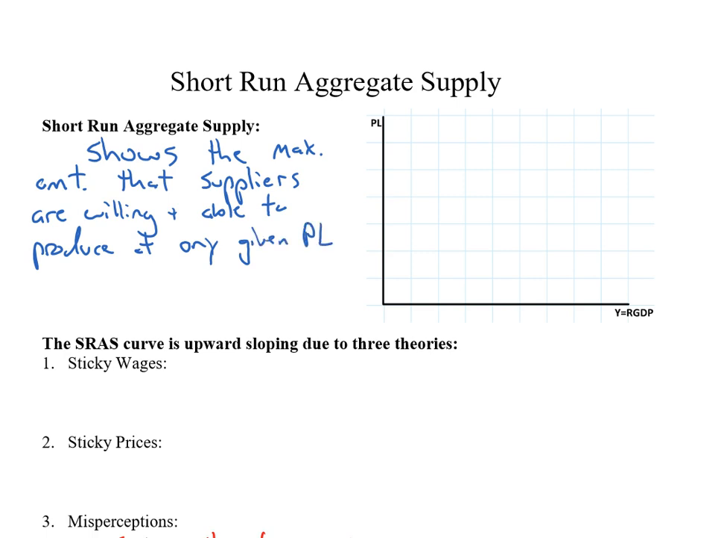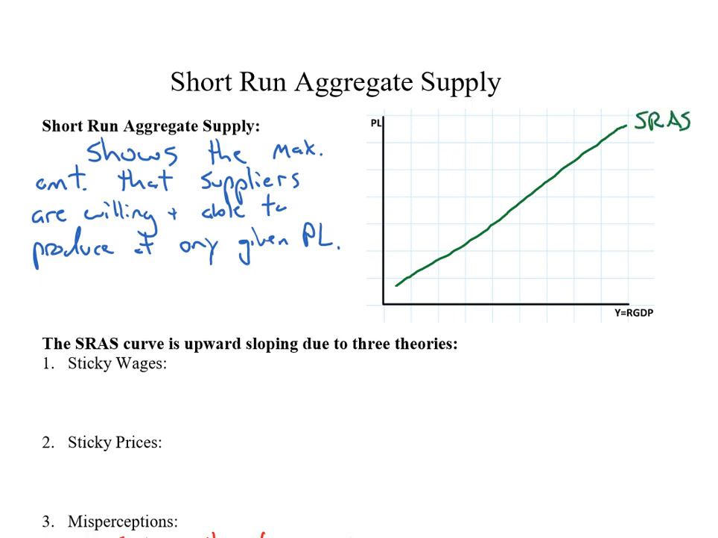At any given PL, for price level. And so what this essentially is saying is that there's a relationship between the price level and the quantity of goods and services that are supplied. And this will be a direct relationship, or a positive relationship. So my short-run aggregate supply curve is going to be an upward sloping curve, just like your normal supply curve, and this will be SRAS.